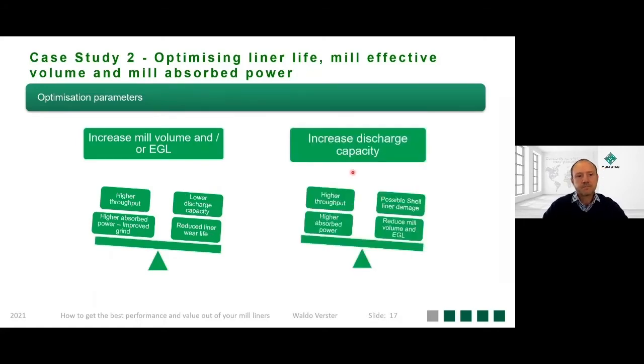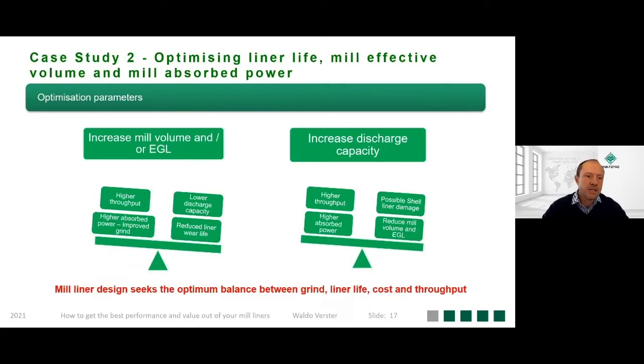Second example, if we increase the discharge capacity significantly, we expect a higher throughput and we also expect a higher absorbed power with an improved grind. On the negative side, possible shell liner damage towards the discharge end of the mill, and that is because we can pull the mill empty with this increased discharge capacity. Also, we can reduce the mill volume and the effective grinding length, and that will basically counter the higher throughput and the higher absorbed power. So we can conclude a mill liner design seeks the optimum balance between grind, liner life cost and throughput.